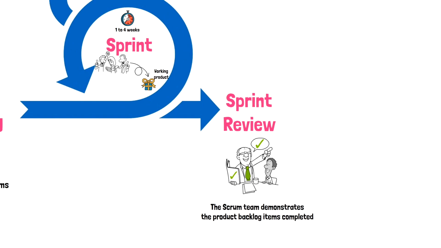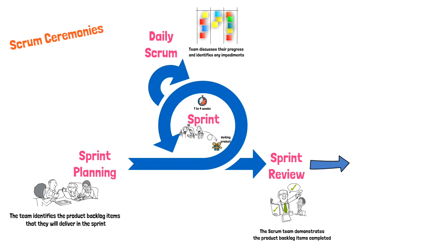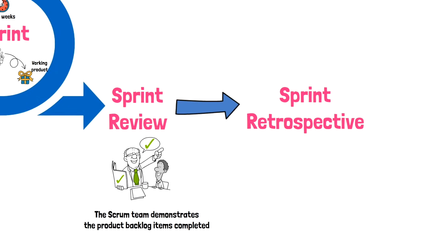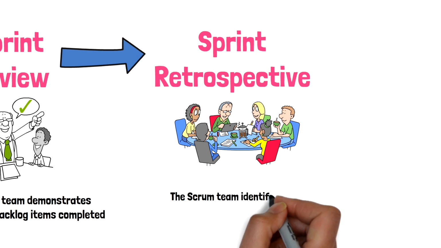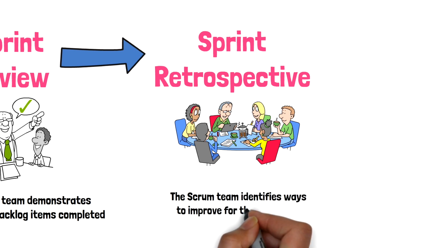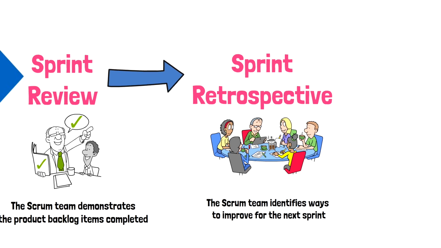Sprint Retrospective. The Sprint Retrospective is held at the end of the sprint. The Scrum team reflects on the sprint and identifies ways to improve for the next sprint. The Sprint Retrospective is an opportunity for the team to learn from their mistakes and to improve their processes.